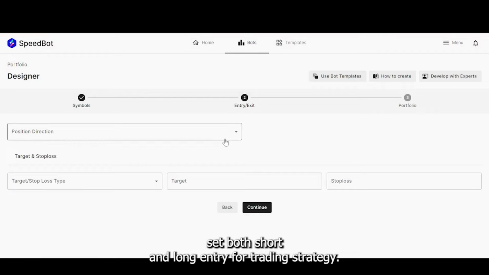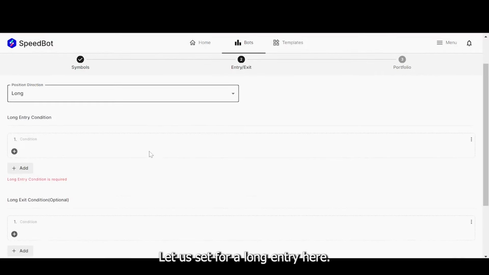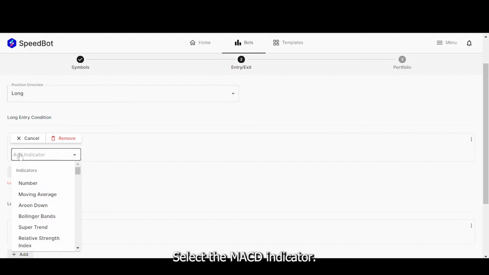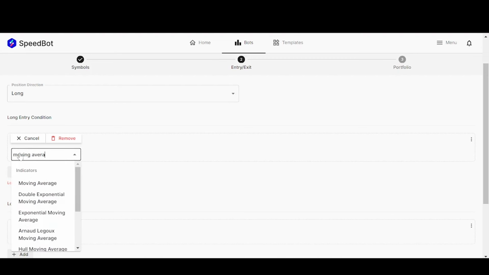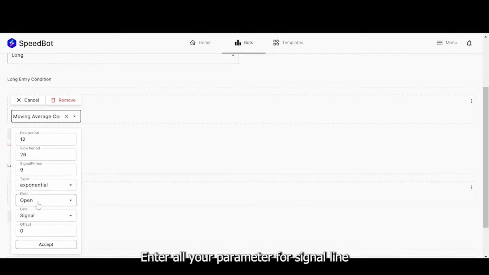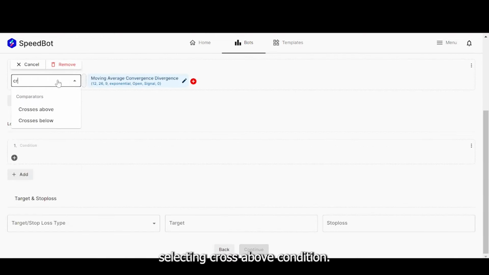We have options to set both short and long entry for trading strategy. Let us set for a long entry here. Now we need to select the indicator. Select the MACD indicator. Enter all your parameters for signal line. Selecting cross above condition.